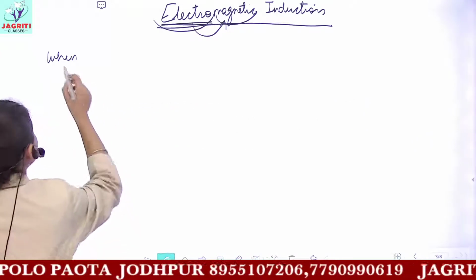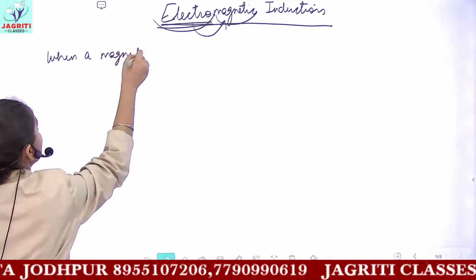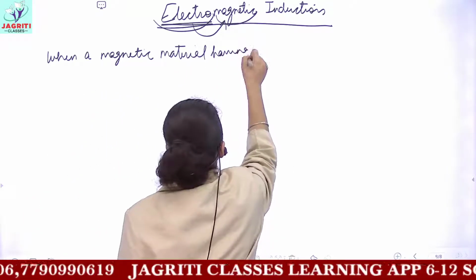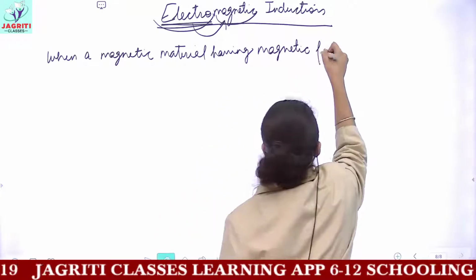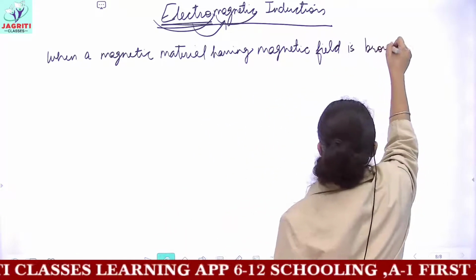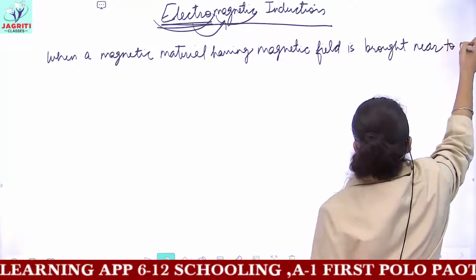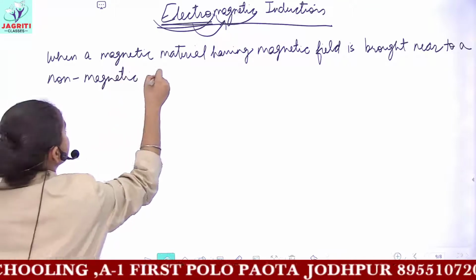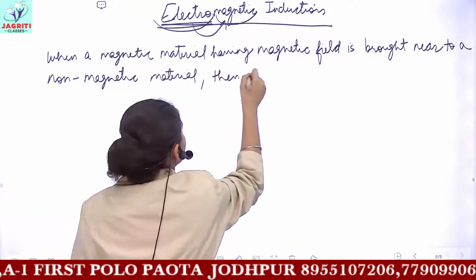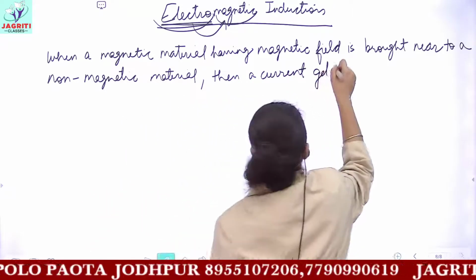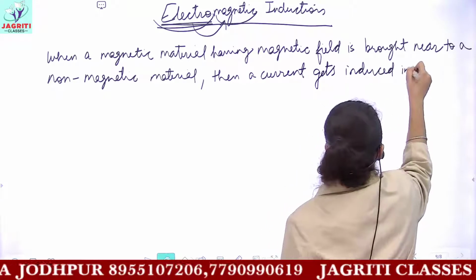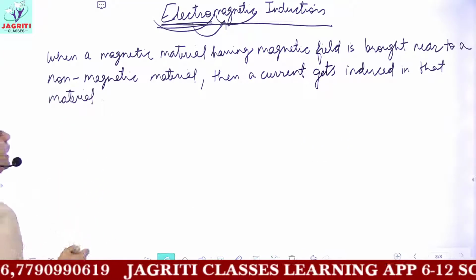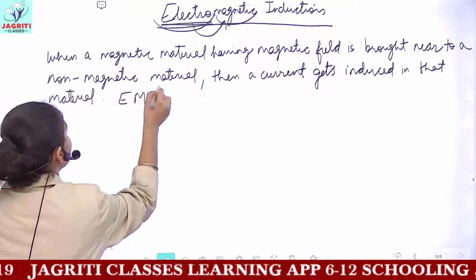So in short, you can write it: when a magnetic material having magnetic field is brought near to a non-magnetic material, then a current gets induced in that non-magnetic material also, and this phenomenon is called electromagnetic induction, EMI.